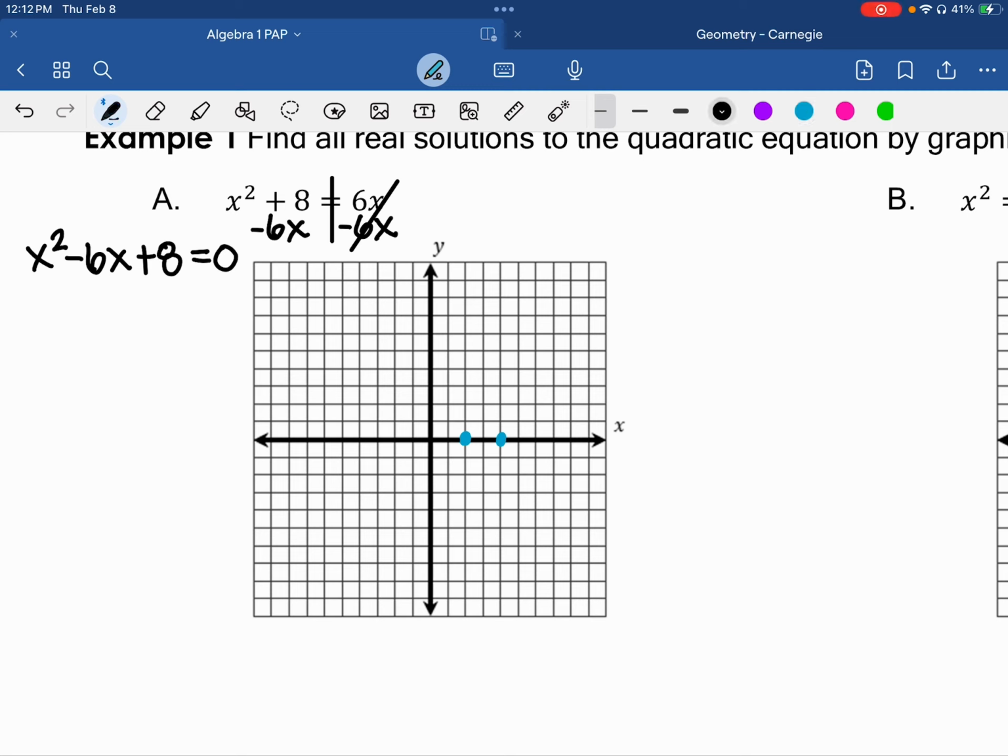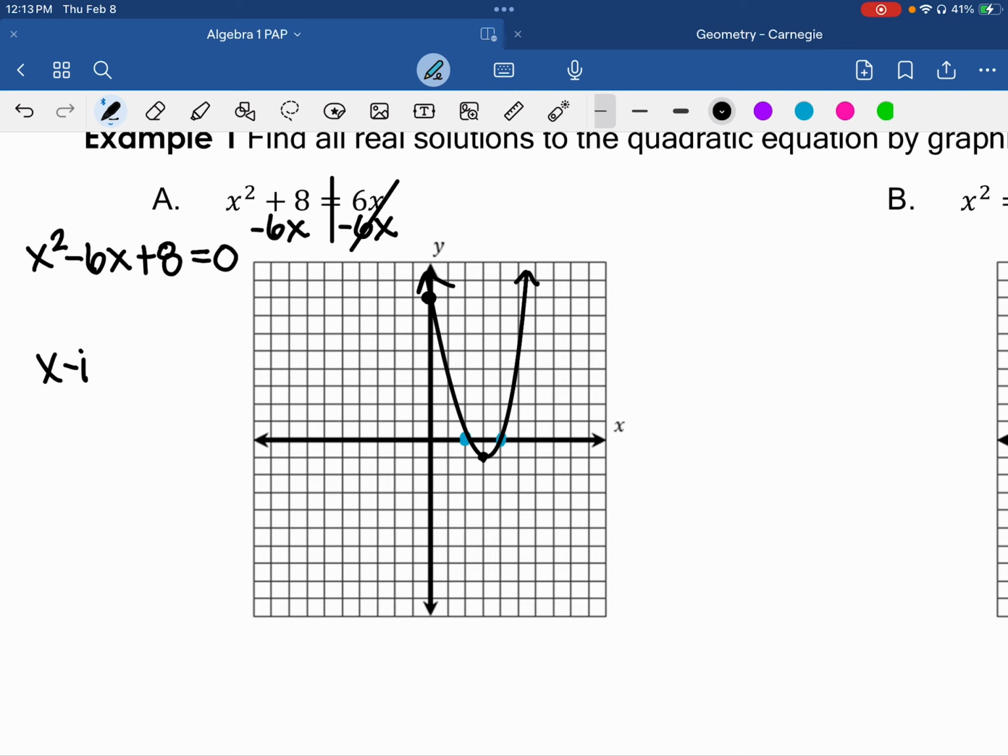If I wanted to, I could place that vertex and that y-intercept: 1, 2, 3, 4, 5, 6, 7, 8. There it was. Now I can go ahead and draw my graph. It should look like a U. Give me one second. There we go. Let me pull it into position. Perfect. There's my graph.